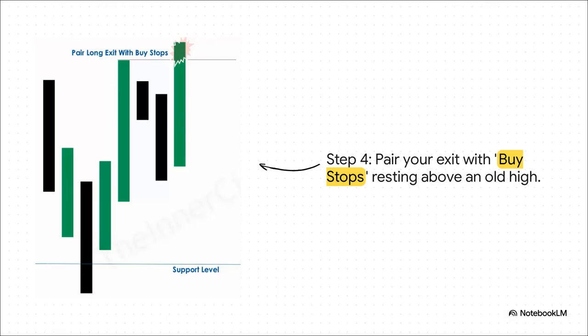And this is where it all comes full circle. Our goal is to sell our long position to those traders whose buy stops are getting triggered just above that old high. This destination is called external range liquidity. We bought at internal range liquidity and we're selling at external range liquidity. That right there is the entire trading model.